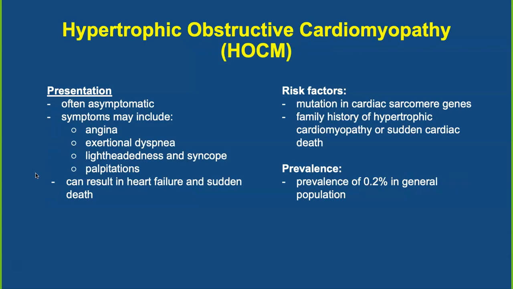Next is hypertrophic obstructive cardiomyopathy, otherwise known as HOCM. It's often asymptomatic, but patients may have angina or exertional dyspnea, some lightheadedness or syncope and palpitations, and really can result in heart failure and sudden death. So the main thing that you want to ask about in terms of risk factors is a family history of HOCM or a family history of sudden cardiac death. That would be the main way you'd be able to figure this out because it's caused by mutations in the cardiac sarcomere genes. And this is prevalent in about 0.2% of the general population.